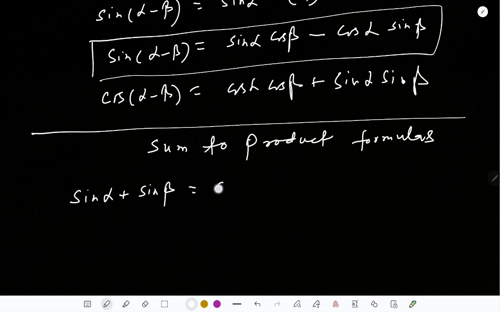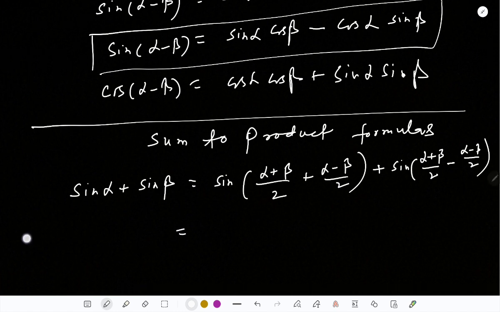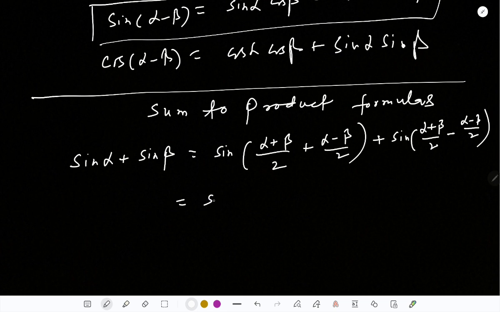You can write sine alpha simply by sine of alpha plus beta by 2 plus alpha minus beta by 2. And you can see this is sine alpha, nothing changed. And in the similar manner, you can write sine beta by sine of alpha plus beta by 2 minus alpha minus beta by 2. Why am I doing this? It is clear. And then you can use the formulas for sine A plus B. This is routine work.